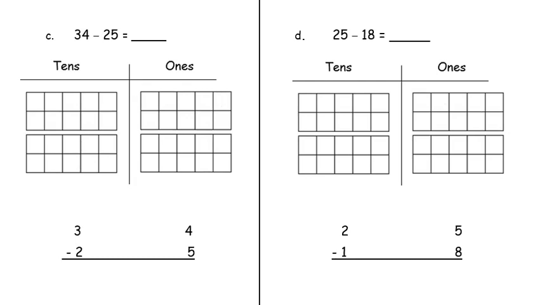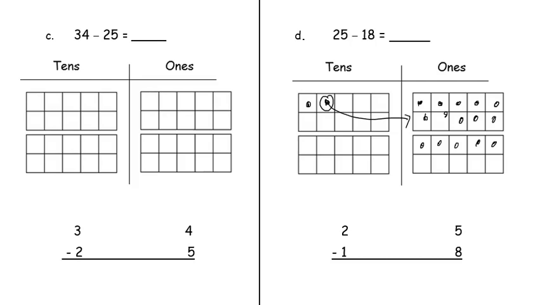Here I have 25 minus 18. I'll start with 25, which is 2 10s and 5 1s. I need to subtract 18, which is 1 10 and 8 1s. I only have 5 1s, so I need some more 1s. I'm going to take one of my 10s, decompose it into 10 1s. I'm going to show that move down below.